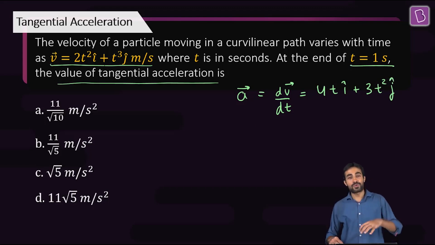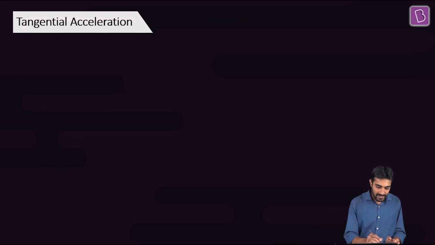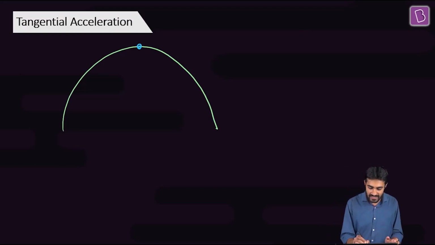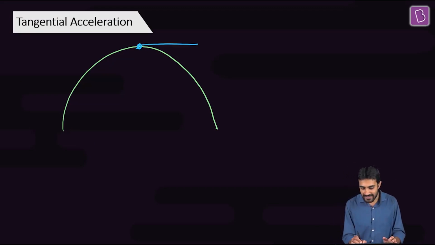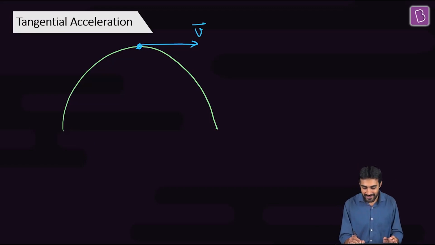Now, once we have the total acceleration vector, it is very easy to find out the tangential acceleration. Now, let me explain a bit. Suppose there is a beautiful curve and the particle is at this point. The velocity of the particle is like this. It is tangent to the curve, right? This is the velocity vector.